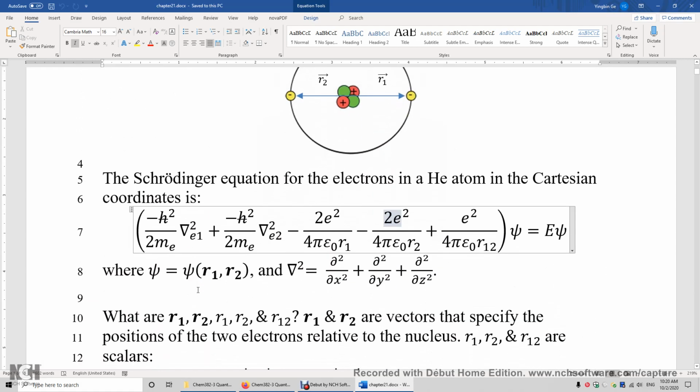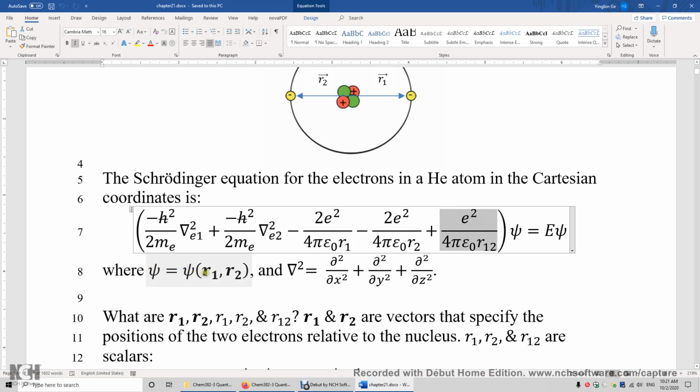The Schrodinger equation for the two electrons in the helium atom in the Cartesian coordinates can be expressed as this. First, we have the kinetic energy of electron 1, kinetic energy of electron 2. This is attraction between electron 1 and the two protons in the nucleus. This is attraction between electron 2 and the two protons in the nucleus. This is the repulsion between the two electrons.